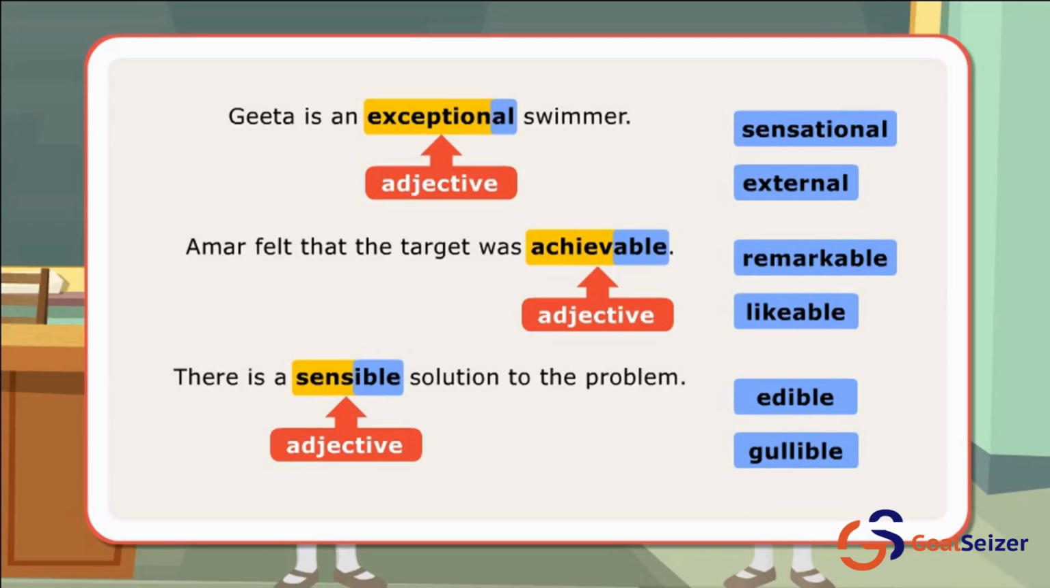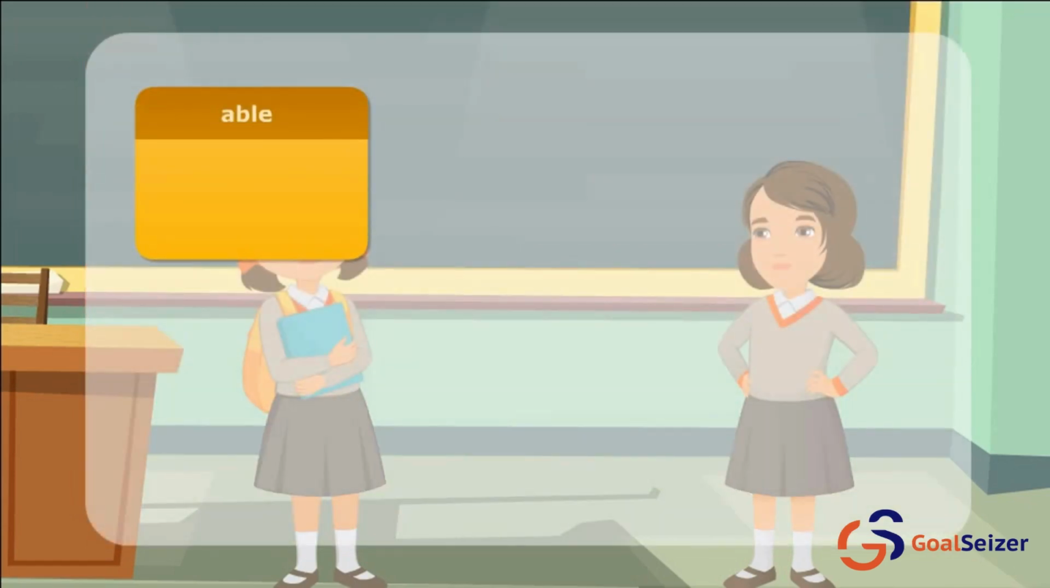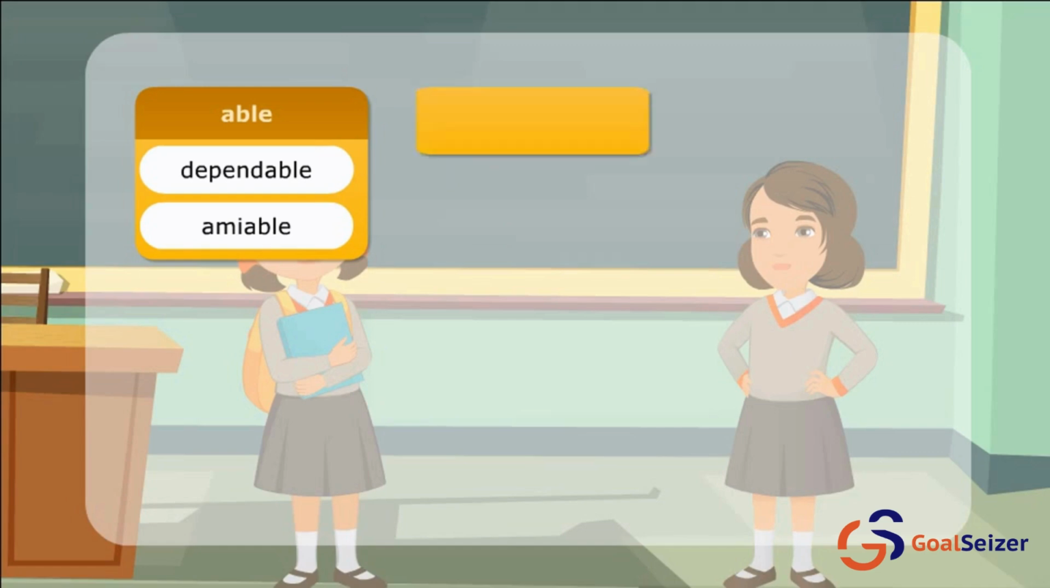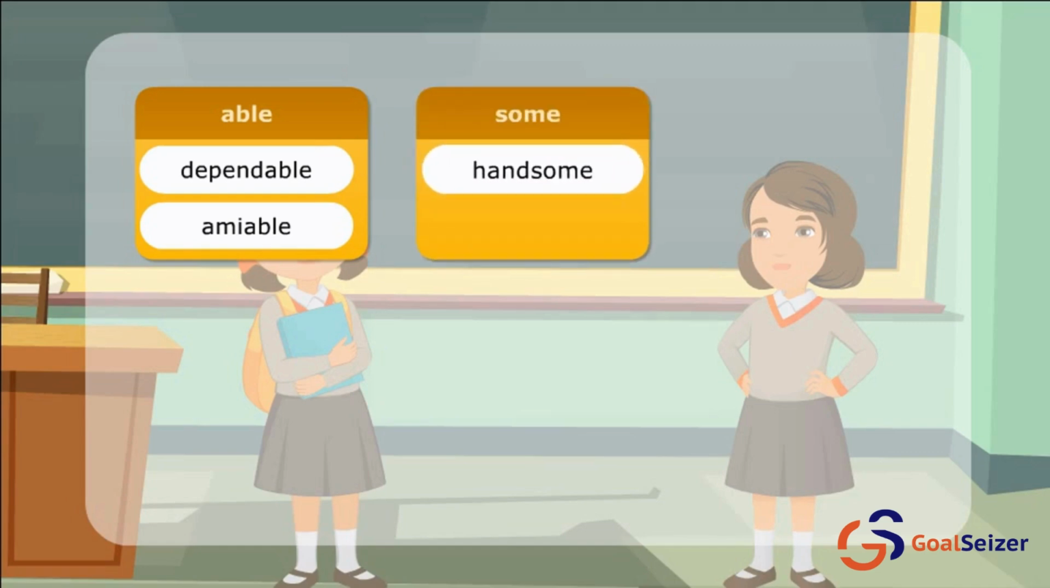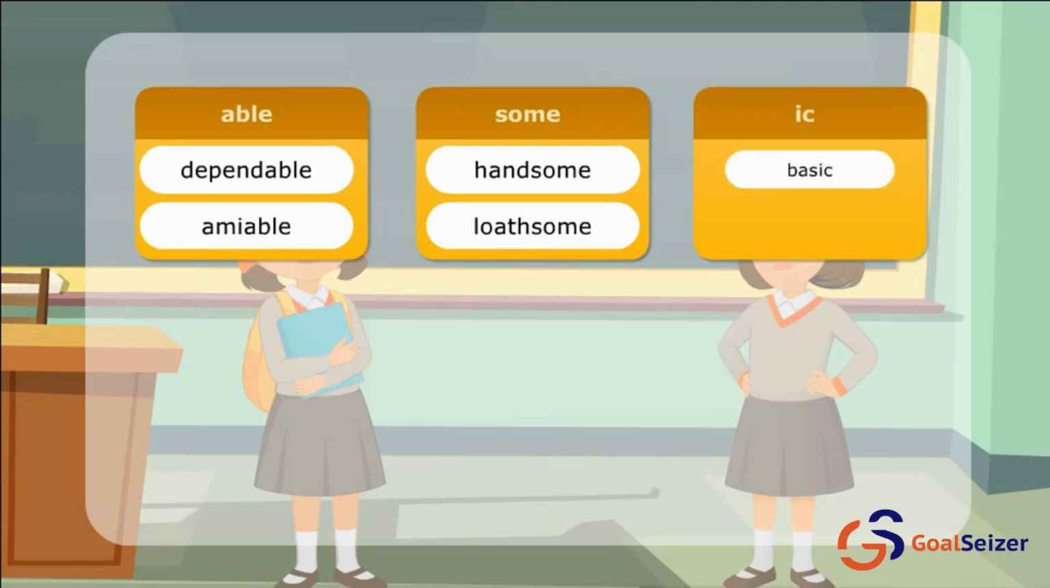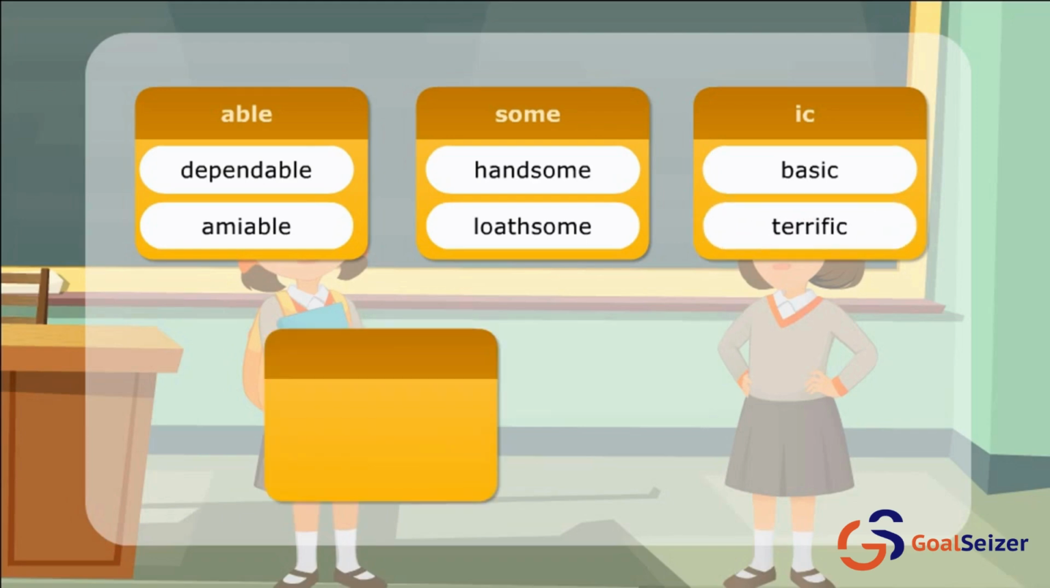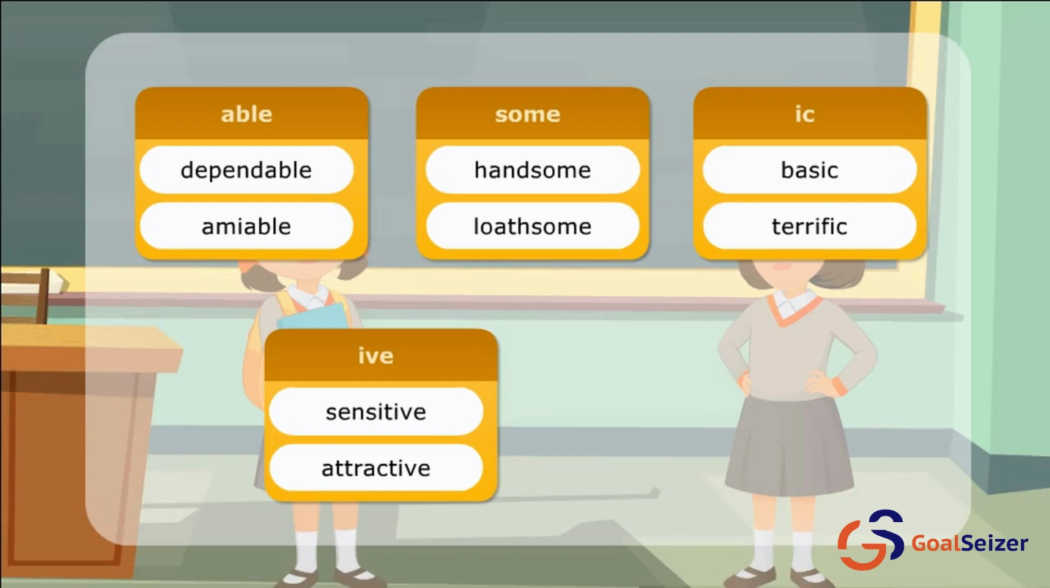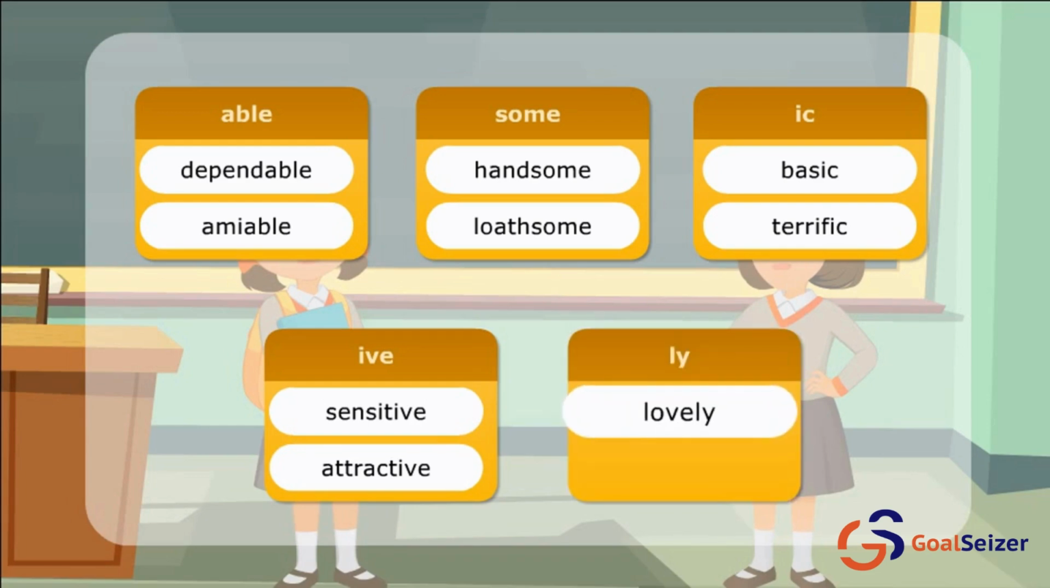Here is a list of some similar adjective endings: able, dependable, amiable; some, handsome, loathsome; ic, basic, terrific; ive, sensitive, attractive; ly, lovely, friendly.